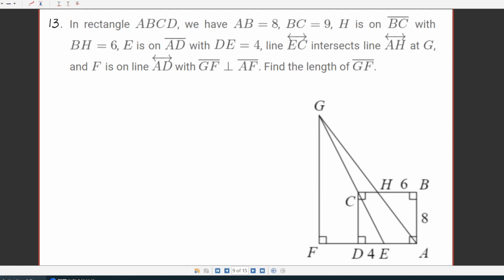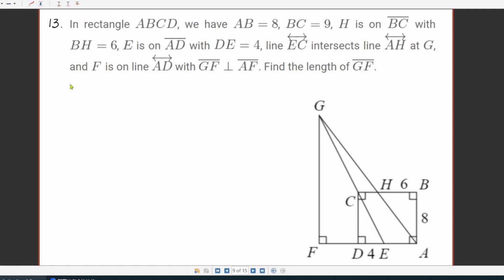Okay, in a rectangle ABCD, we have AB equals 8, BC equals 9, H is on BC, with BH is 6, E is on AD with DE equals 4. Line EC intersects line AH at G, and F is on line AD with GF perpendicular to AF. And it asks you to find the length of GF, right?